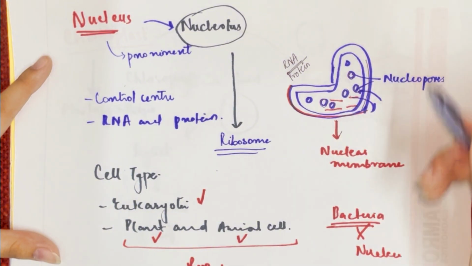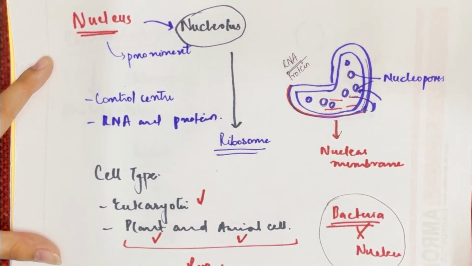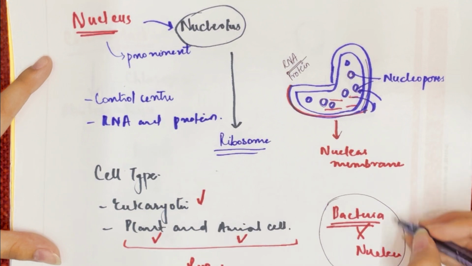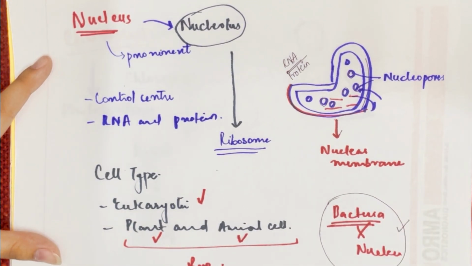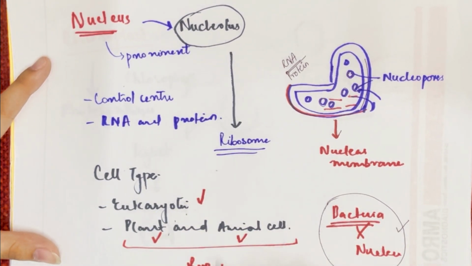Okay, so the nucleus is not present in the bacteria. It is present in the virus, in the animals, in the plant, but it is not present in the bacteria. We have discussed earlier that there are two kinds of cells, prokaryotic and eukaryotic, in which the nucleus is present.